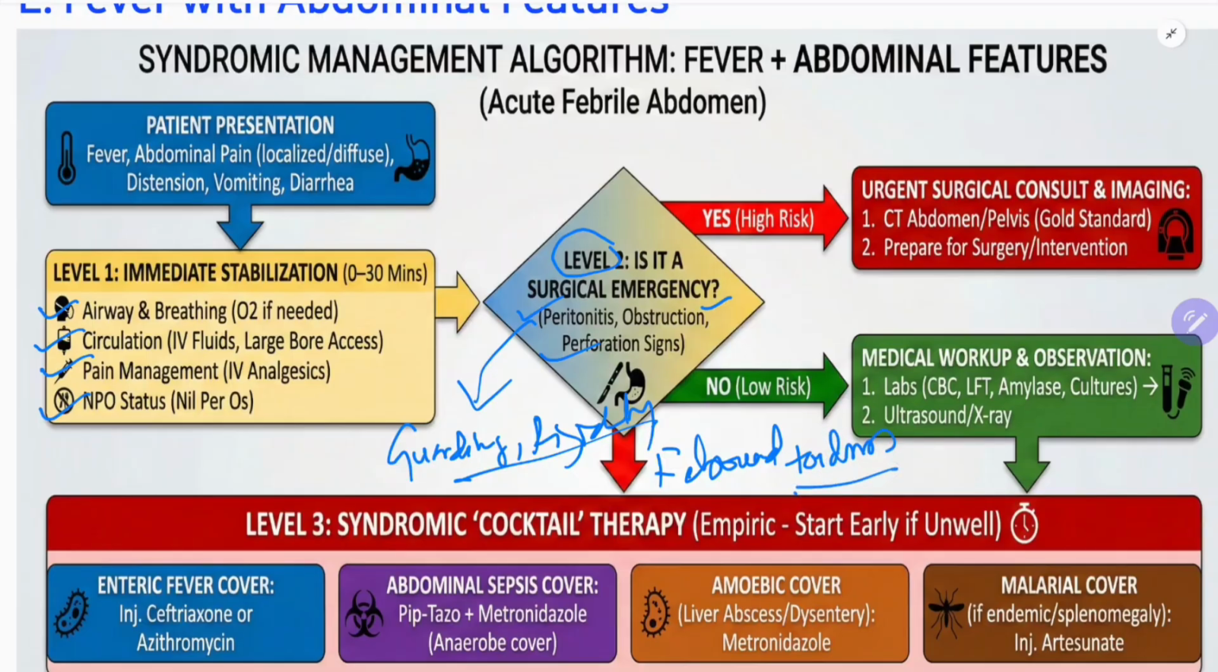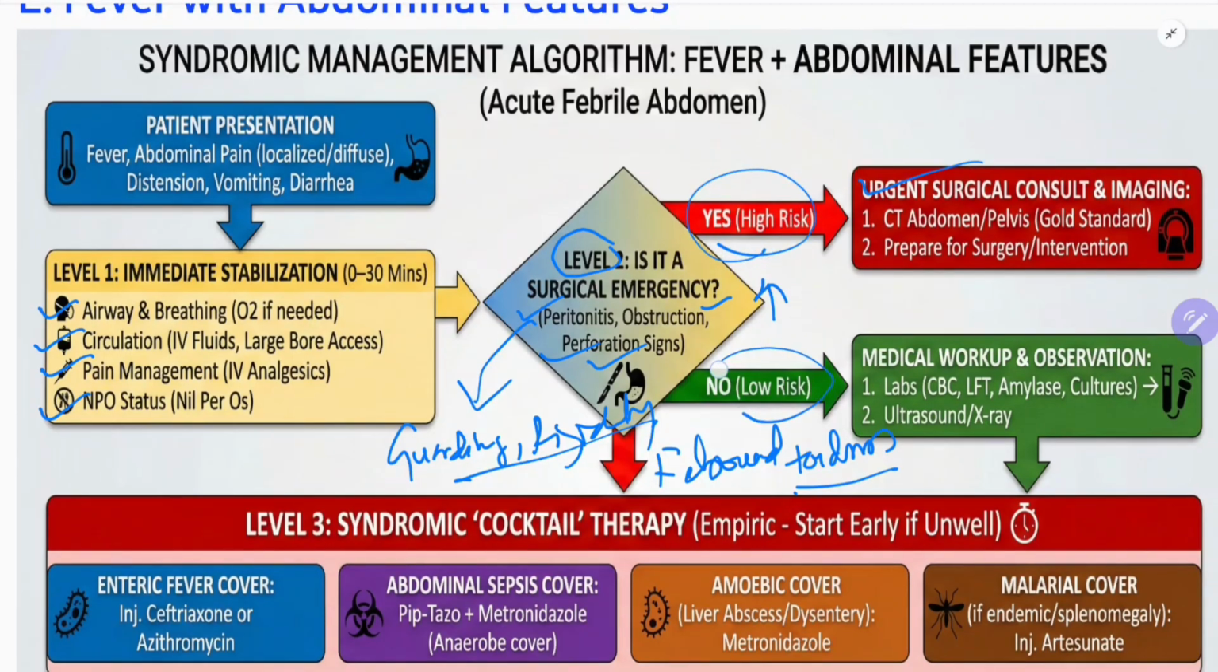And in generalized peritonitis, what you will see is a boat-like stiffened abdominal wall. Okay, that is peritonitis. Obstruction, if you auscultate the patient, there will be increased bowel sounds in obstruction. Perforation, if you obtain a chest X-ray, you can see air under the diaphragm. So that's how you notice. So basic investigations are ultrasound and chest X-ray. So if high risk is there, then refer to the surgery department.